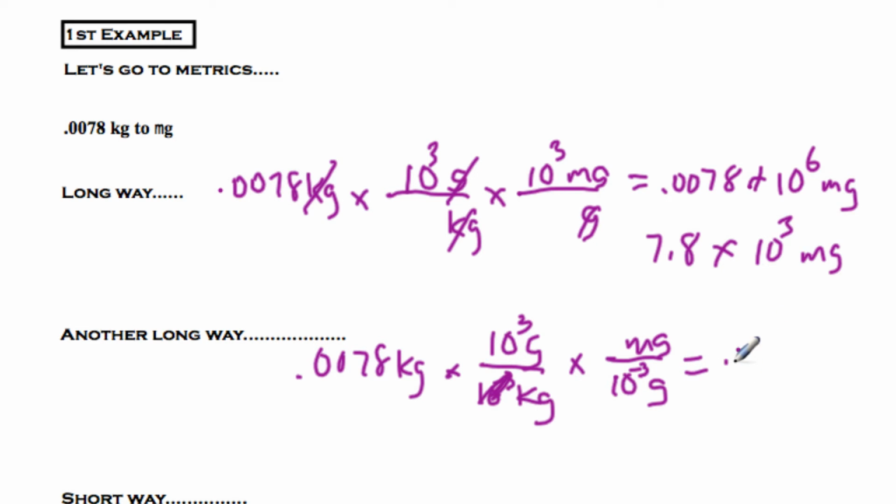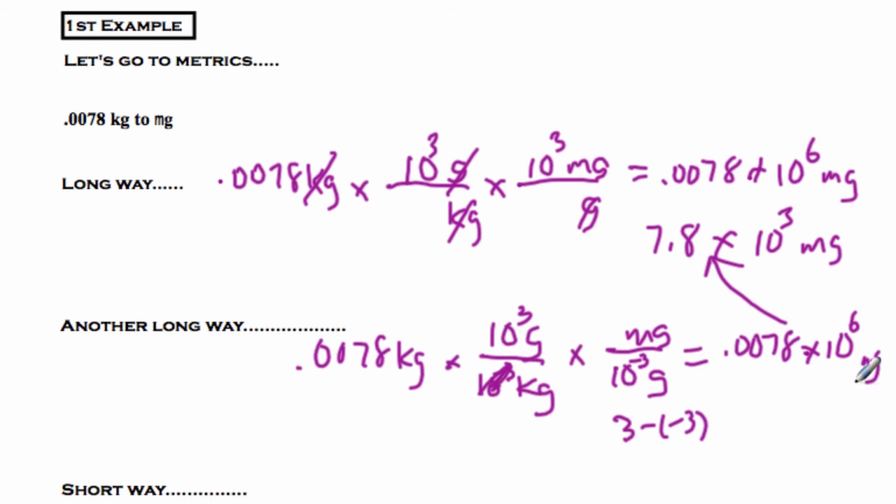And again, we have 0.0078. And here we have 10 to the third over 10 to the minus third. Dividing, we subtract exponents. The 3 minus a minus 3 is going to be 6. So again, that's going to be 10 to the 6. And when we use scientific notation, once again, that will be 7.8 times 10 to the third milligrams.